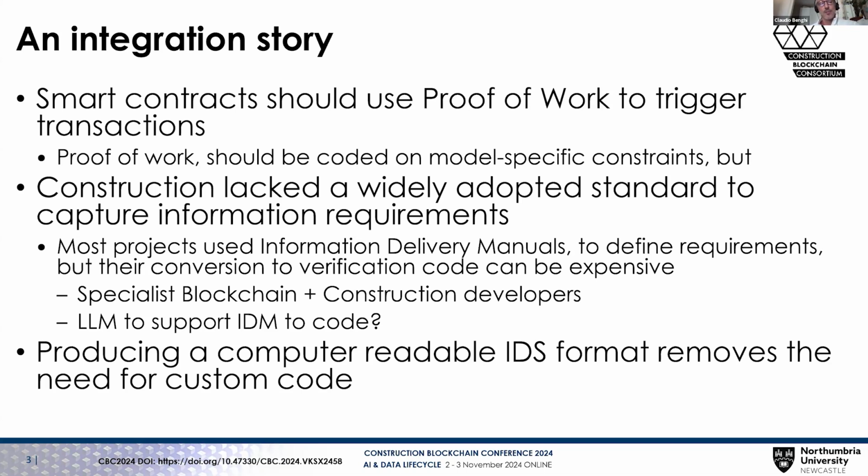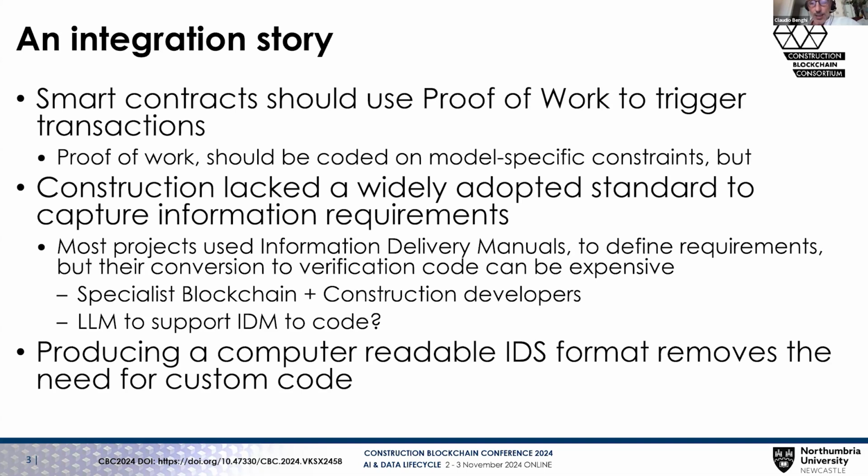So the idea is that we need smart contracts in some way to be triggering transactions. And traditionally, we can call those events proof of work. So there is some evidence that a transaction has reached maturity because some particular events happened. So when it comes to building information model, it would be reasonable to have this triggered by model-specific constraints.